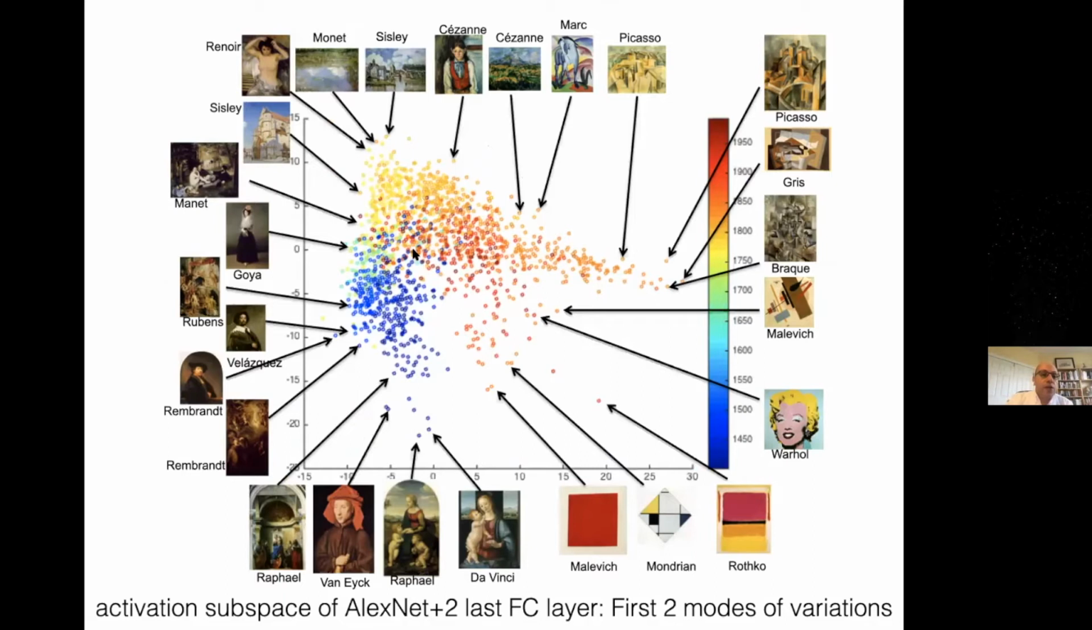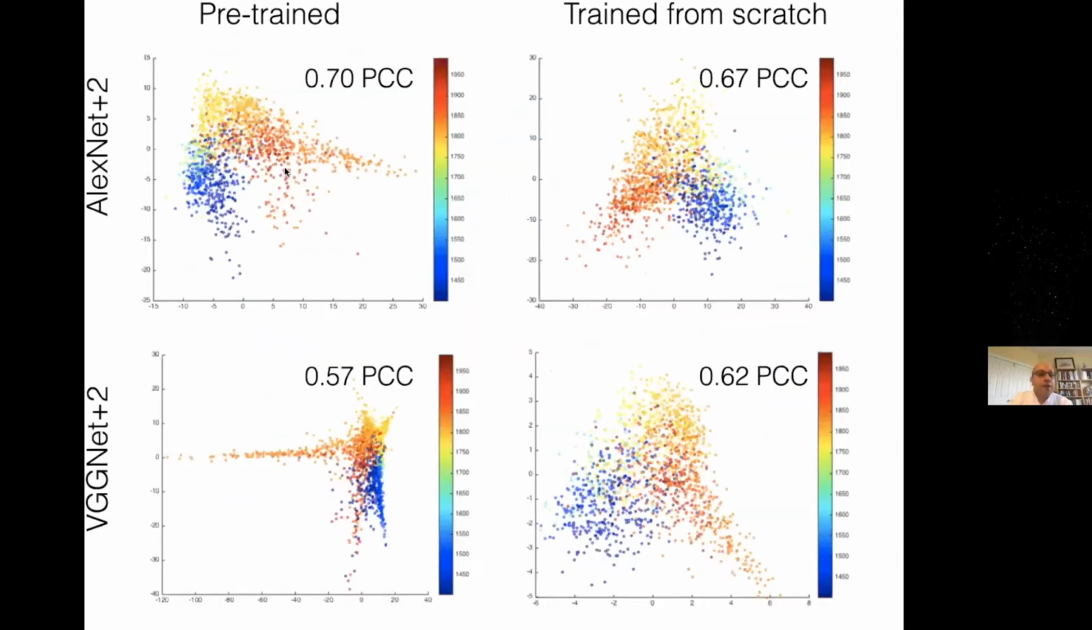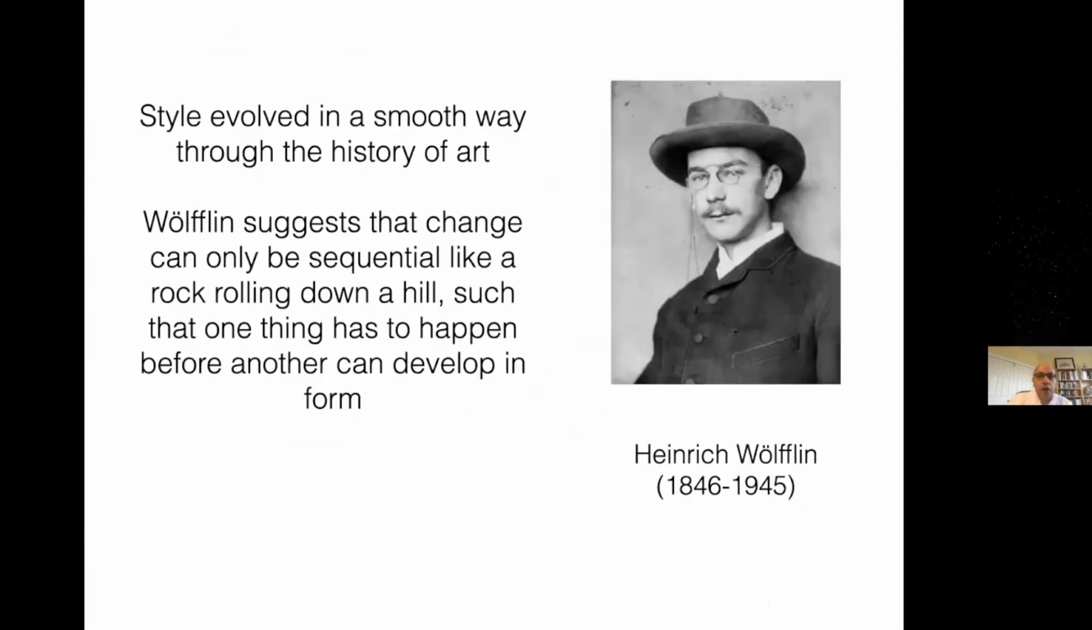So that really confirmed that styles are not just bins, classification classes that are isolated. It's a smooth transition between them. This is one of the very important things, and this is common in all representations. If you look at any of the networks that we looked at, whether pre-trained or trained from scratch, you can find this high correlation with time in the representation. And as I mentioned, basically this confirms Heinrich Wölfflin's conjecture about that.